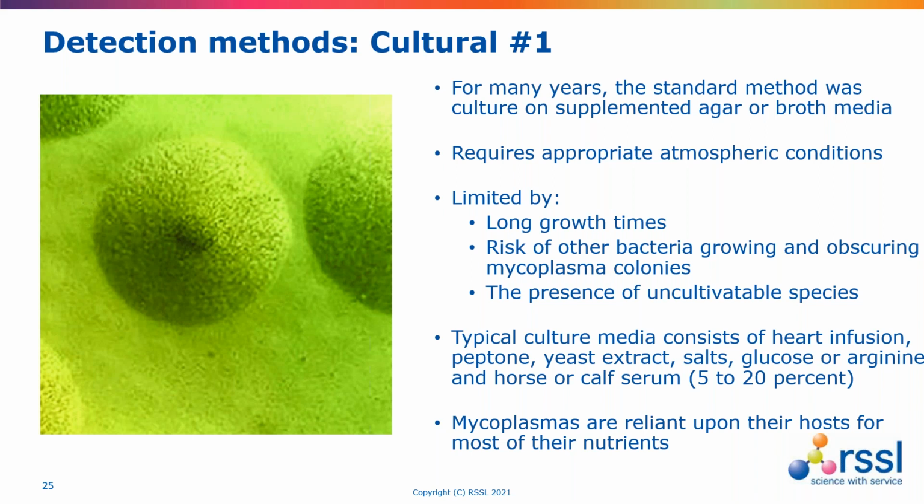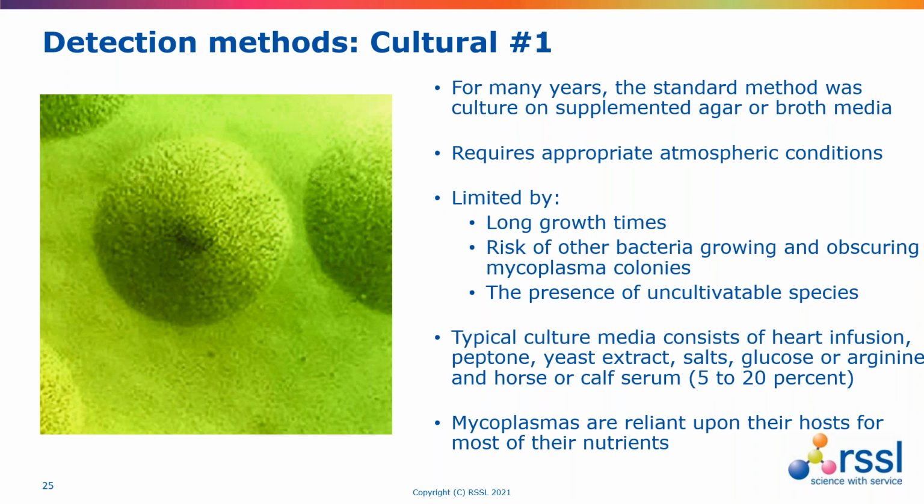So it's more exacting in exactly defining the ingredients and with the manufacturing process compared with a general medium such as TSA, for example. So the typical mycoplasma culture media would consist of heart infusion, peptone, yeast extract, various salts, glucose, potentially arginine, and a horse or a calf serum, and the serum would make up potentially up to 20% of the medium.